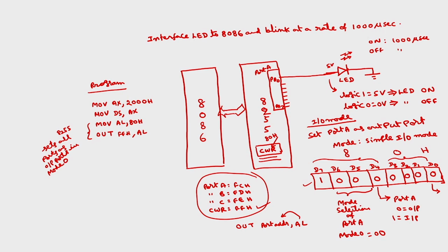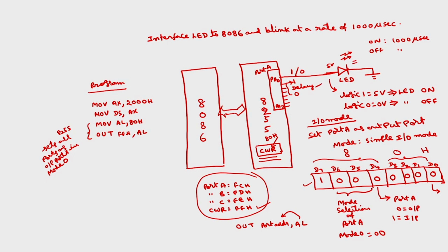Now, what you have to do? You have to send a logic 1 on this, so that the LED will glow. Then you call a delay, then again you send logic 0 here. Send a logic 1, call delay, then send logic 0, then you repeat the loop. Again you send the logic 1, delay, logic 0. So, continuously this LED will blink at a rate which is set by the delay program.